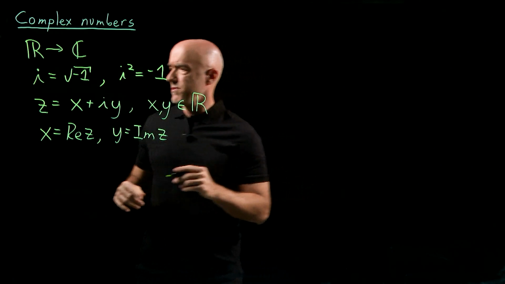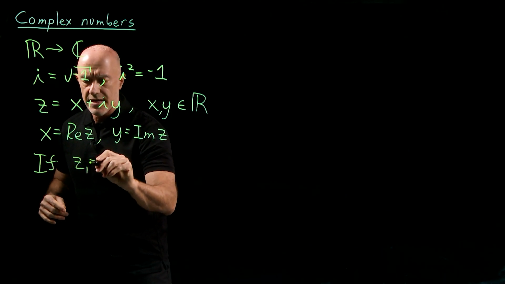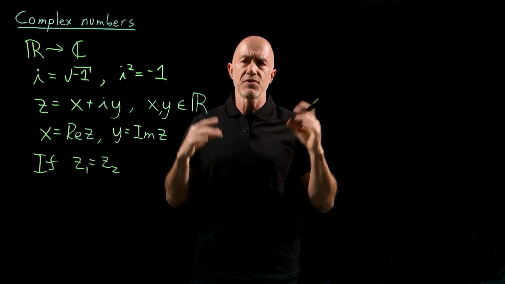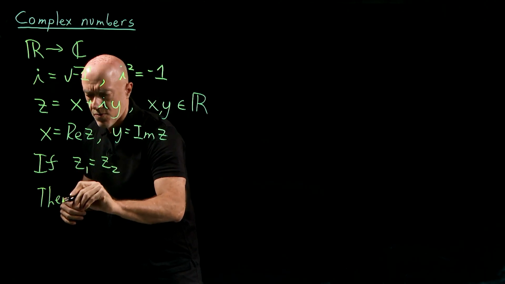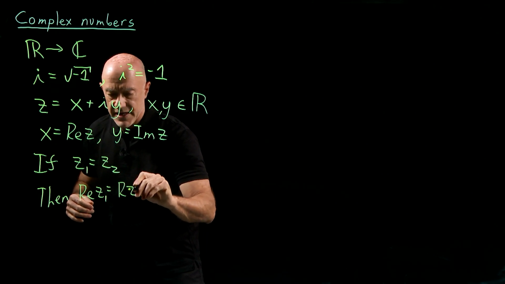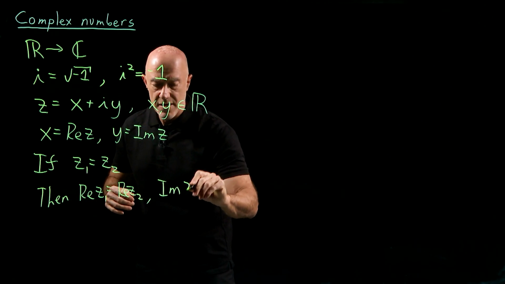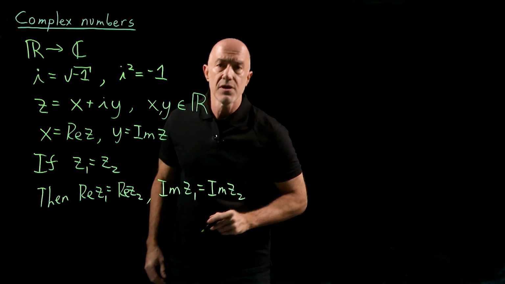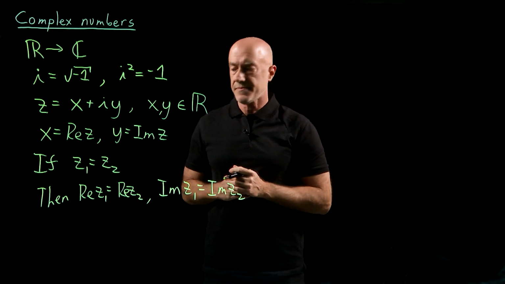Now, if two complex numbers are equal, so let's say z1 is equal to z2, then what that means is that we have two real equations. So we have the real part of z1 is equal to the real part of z2. And we have the imaginary part of z1 is equal to the imaginary part of z2. So one complex equation is equivalent to two real equations.